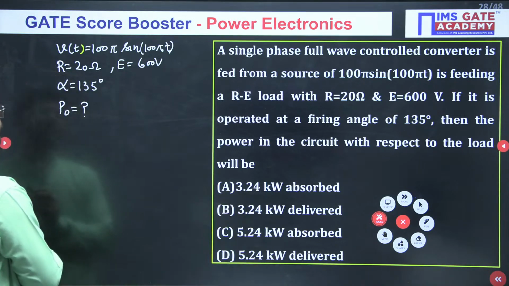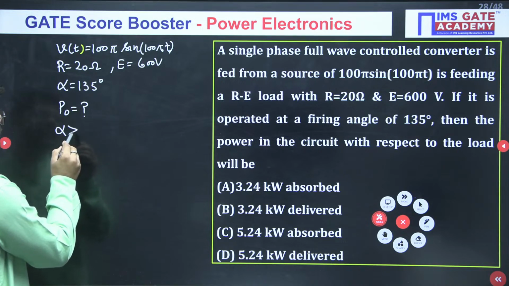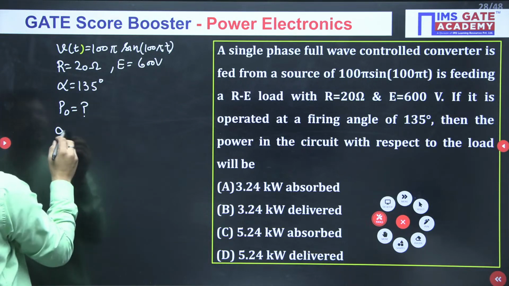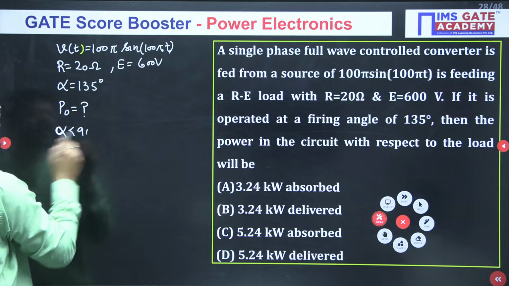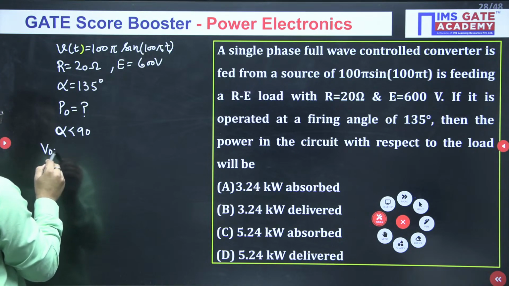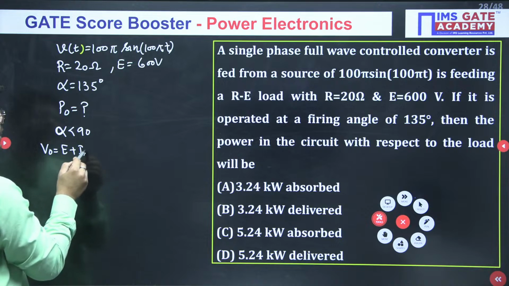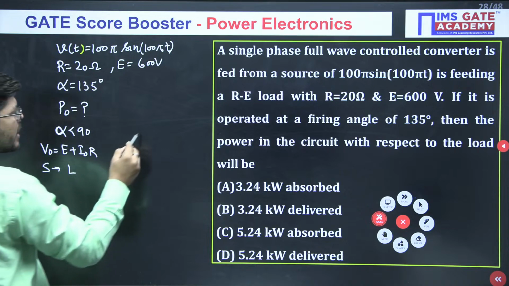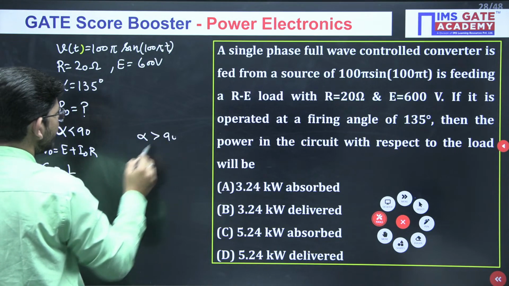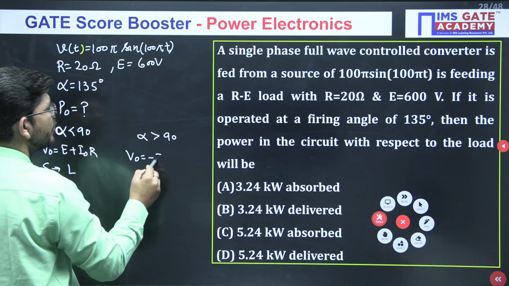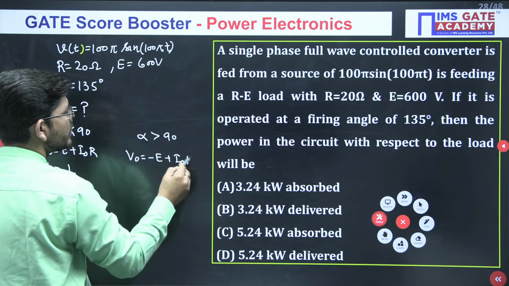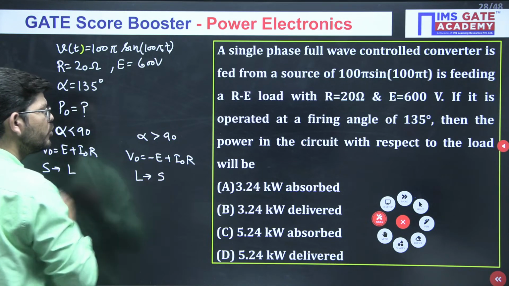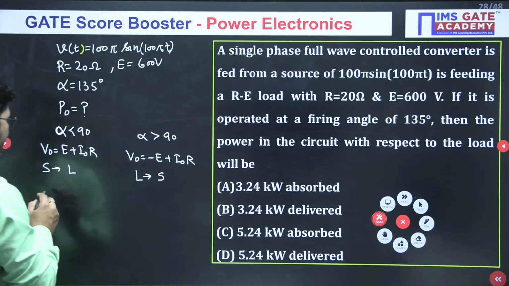So see what we have to do here. Whenever your alpha is less than 90, what will be the load side KVL? V0 equals E plus I0 R, and the source is delivering power to the load. Whenever alpha is greater than 90, the load side KVL will be V0 equals minus E plus I0 R. We have to reverse the E because V0 will be negative, and power will be delivered from load to source.